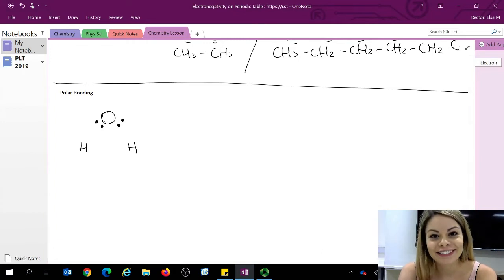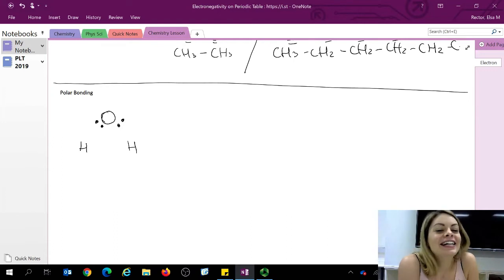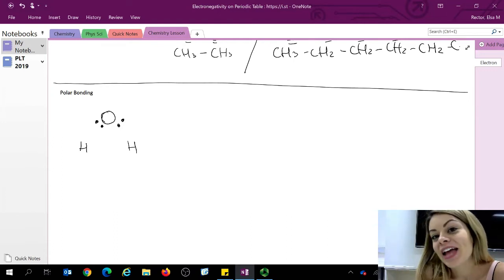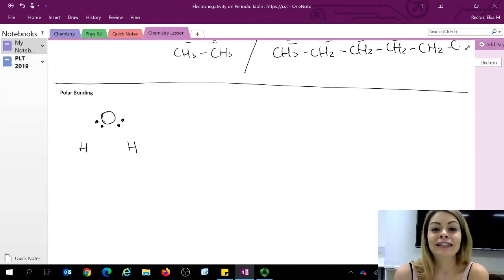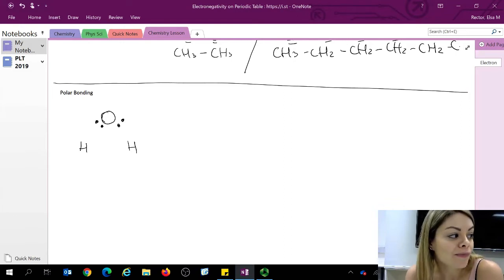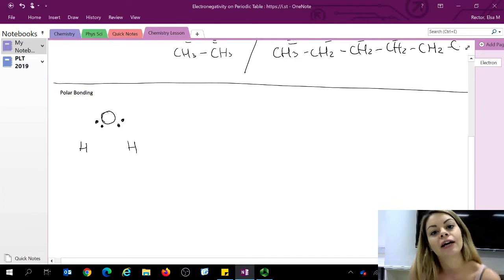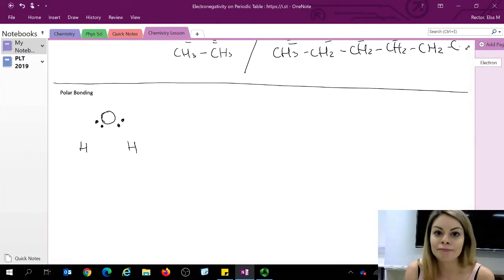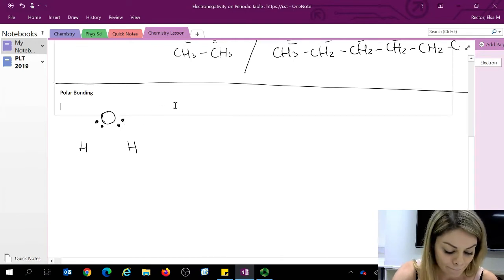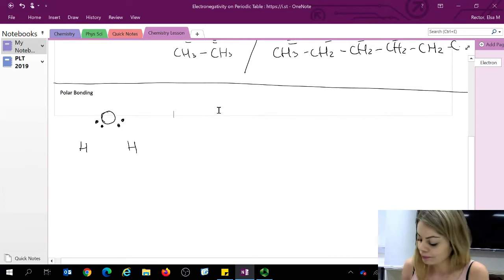I'll tell you. I had to think about it for a second myself. Okay, oxygen has 8 protons, and hydrogen only has 1. So oxygen has much more attraction for the negative electrons because its nucleus is much, much more positive. Another way of saying this is to say that oxygen is much more electronegative than hydrogen.